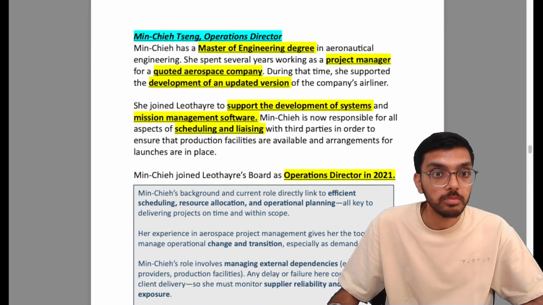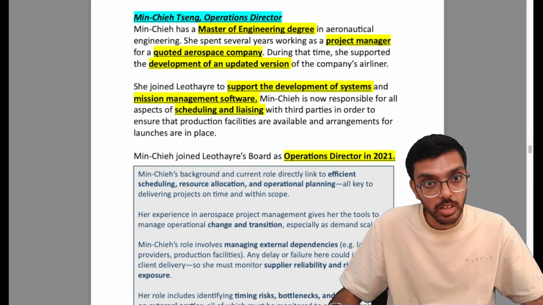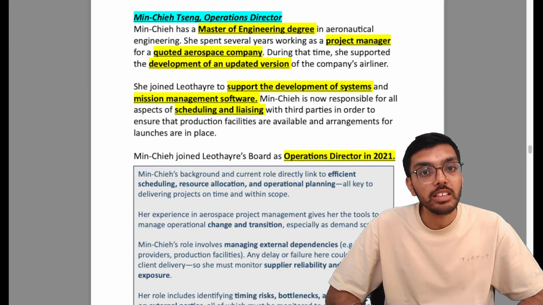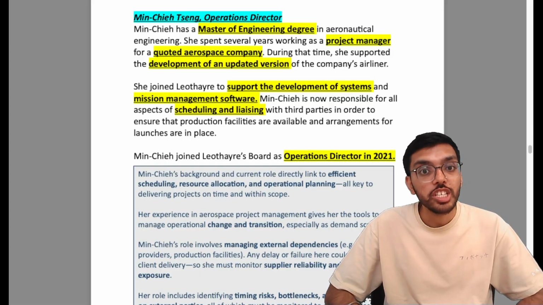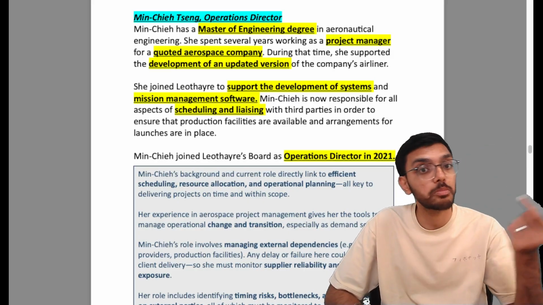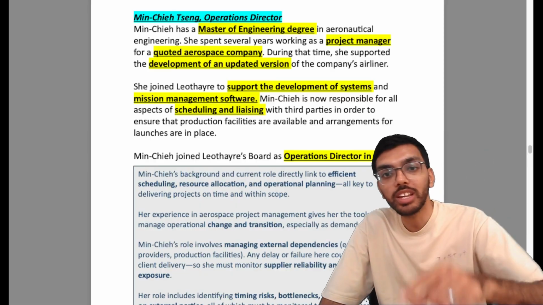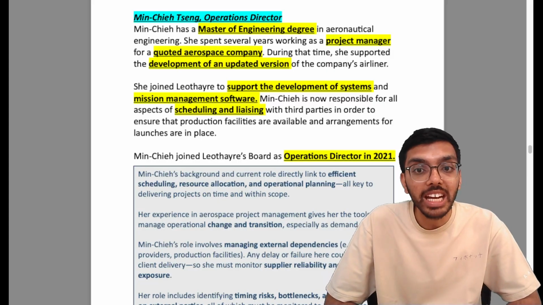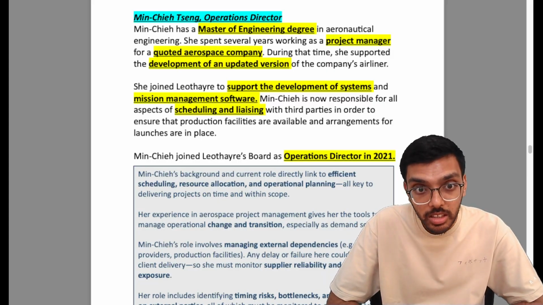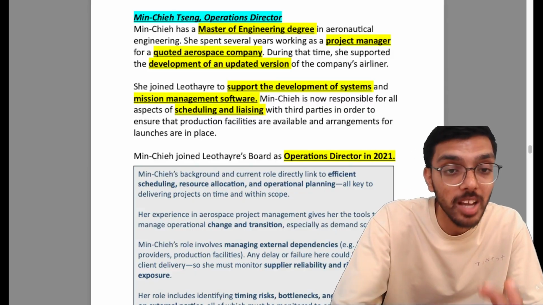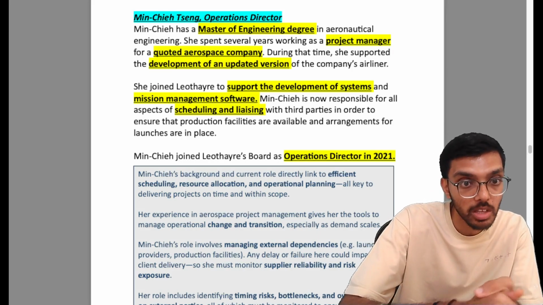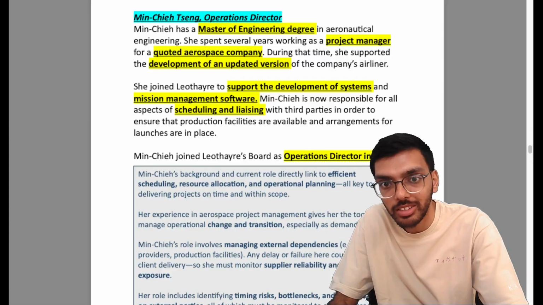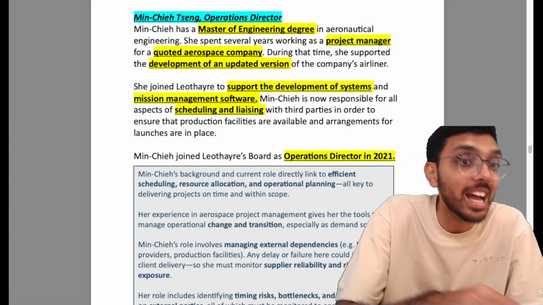Next, we have Min, who is the operations director. Now, Min has a Master of Engineering degree in aeronautical engineering. She spent several years working as a project manager for a quoted aerospace company. During that time, she supported the development of an updated version of the company's airliner. So she worked at an aerospace company. Generally, aerospace companies make rockets. So she worked at a rocket manufacturing company. So she has the knowledge of what a rocket is. She has the knowledge, and now she's working with a satellite manufacturer.